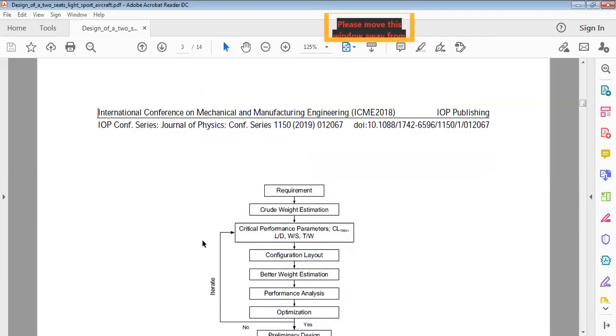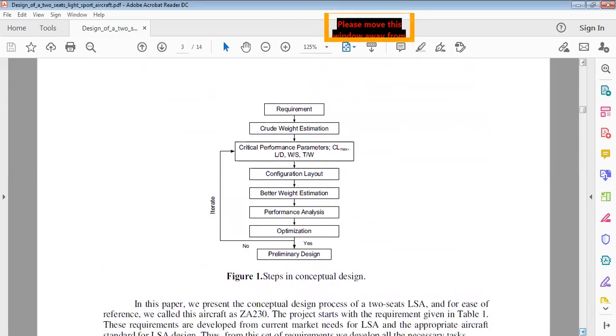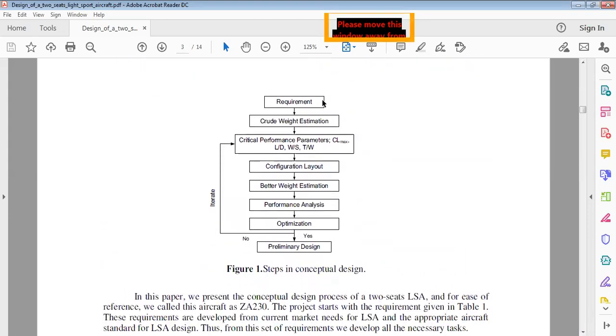We can see here in the project brief a flow chart that explains how the process goes. The first one is the requirement. We take the requirement from the customer, and next we do the crude weight estimation. The total design gross weight, W0, is equal to the crew weight, passenger weight, payload weight, and next the fuel weight as well as the empty weight. These are all the different types of weights in a crude weight estimation.